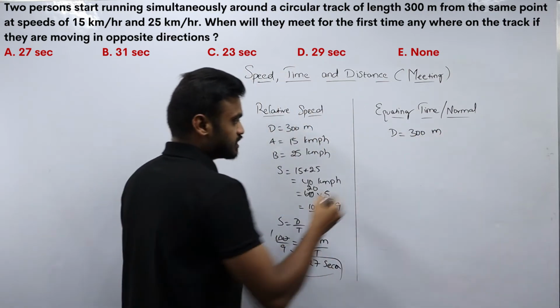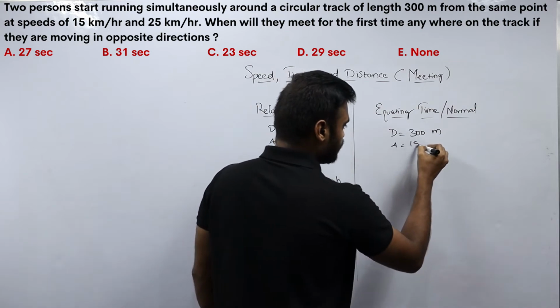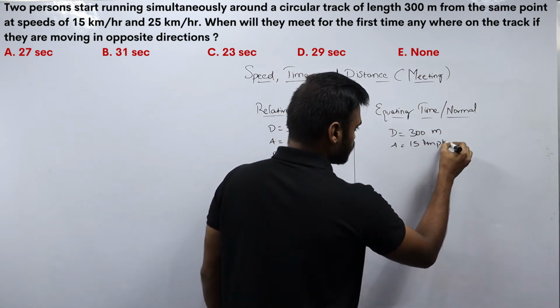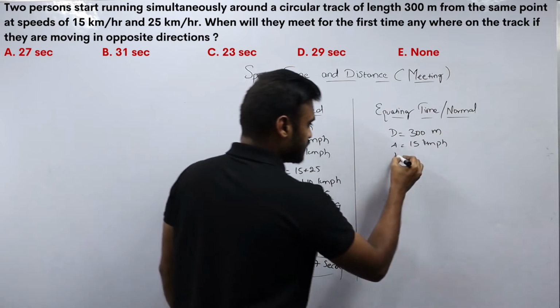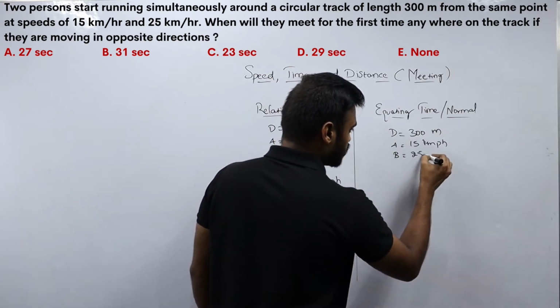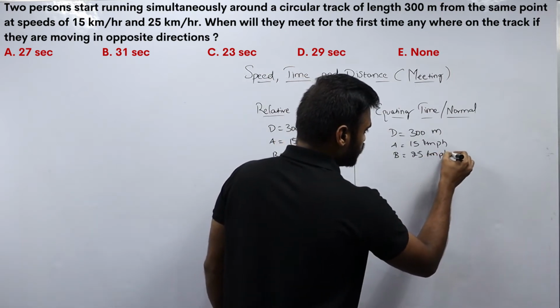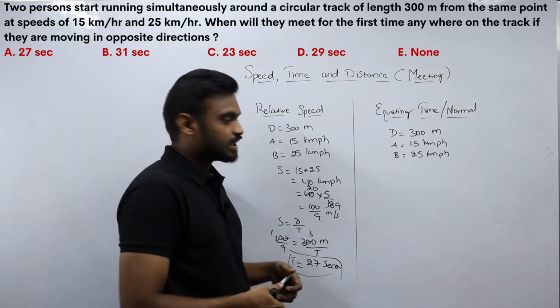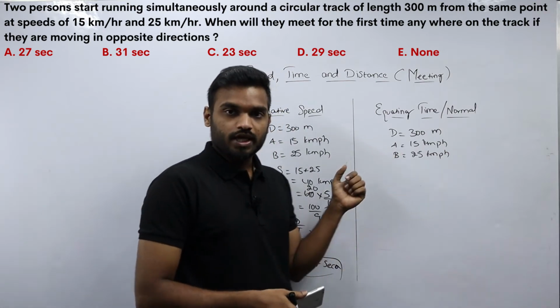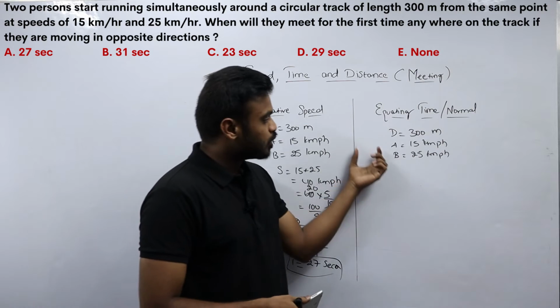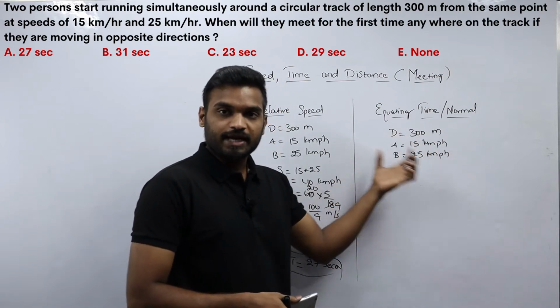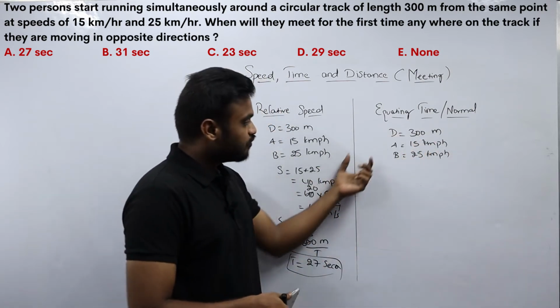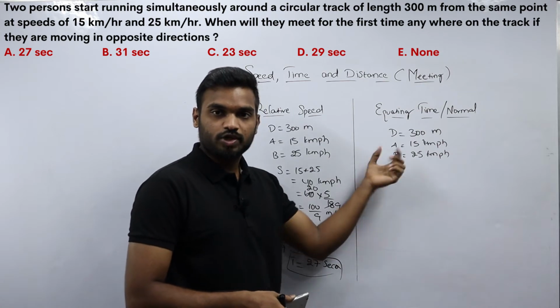Now the speed of the first person, that is A, equal to 15 km per hour. Now the speed of the second person, that is B, equal to 25 km per hour. Now we need to find out the time taken for both persons to meet. I have already told you, when both persons are meeting each other, the time taken will be the same in both cases. Now we can solve the problem by equating the time in both cases.